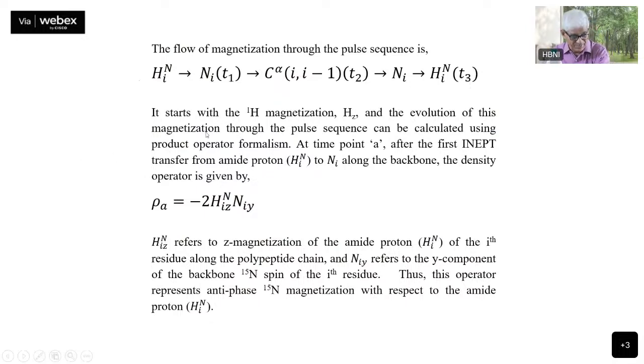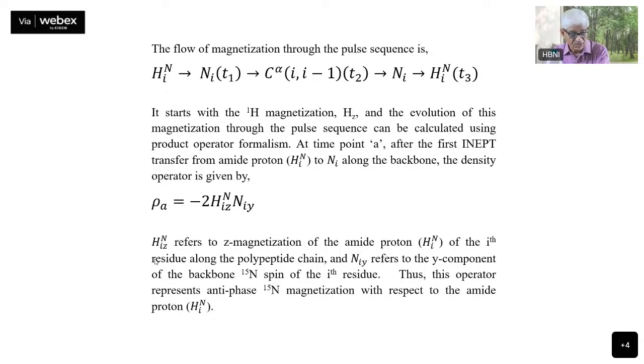Now I've written this explicitly in these ones. It starts with the proton magnetization HZ, and the evolution of this magnetization through the pulse sequence can be calculated using product operator formalism. At time point A, after the first INEPT transfer from amide proton to nitrogen along the backbone, the density operator is given by rho A = minus 2 HIZ NIY. So this is nitrogen Y component magnetization, which is antiphase with respect to the proton, right? Because it is the IZ here and IY there, and these are both of residue I.